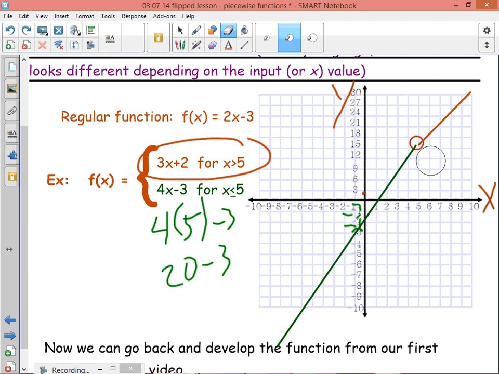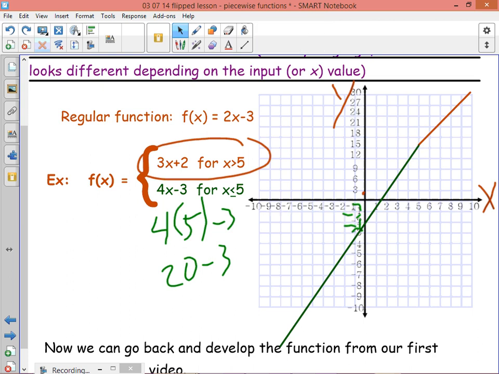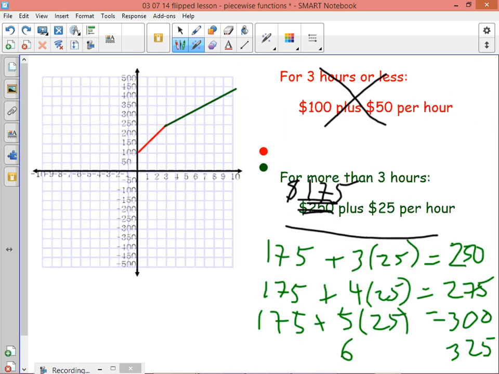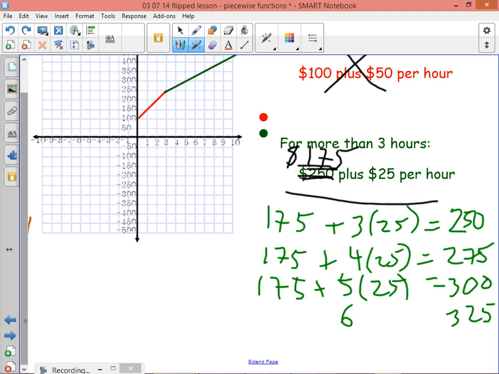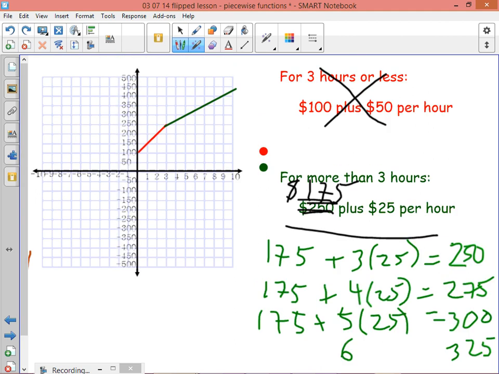Once I erase some of this, I have this function that is actually going to meet at this point, so I don't need this hole anymore. I have this function here that goes on forever in one direction, which looks like the function 4x minus 3. I have this other one in the other direction that looks like the function 3x plus 2. Okay, and they are going to be on the same graph. Now I can go back to the original problem that we were working on, and I can describe this function. I didn't know how to before, now I should know how to, or at least have a stronger idea of how to do this.